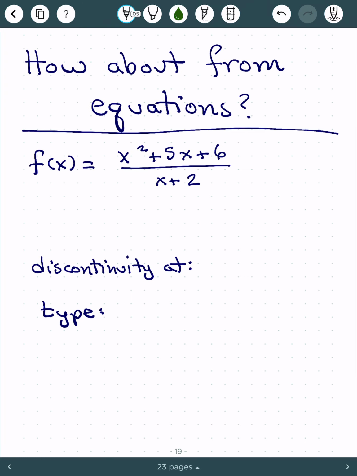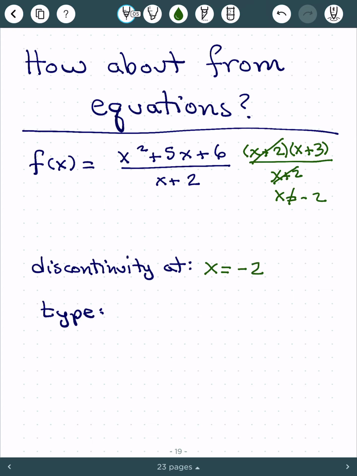All right, so it's pretty easy to see discontinuities when you're actually looking at a graph. But what if you just have equations like we do in this situation? So I've got a rational function, and if I factor it, I can get a little more information. So this is going to be (x + 2)(x + 3) over (x + 2). And you can see here, those are going to cancel. Basically what we have here is a line, but x cannot equal -2. So we have a discontinuity at x equals -2, and it's just going to appear as a hole.